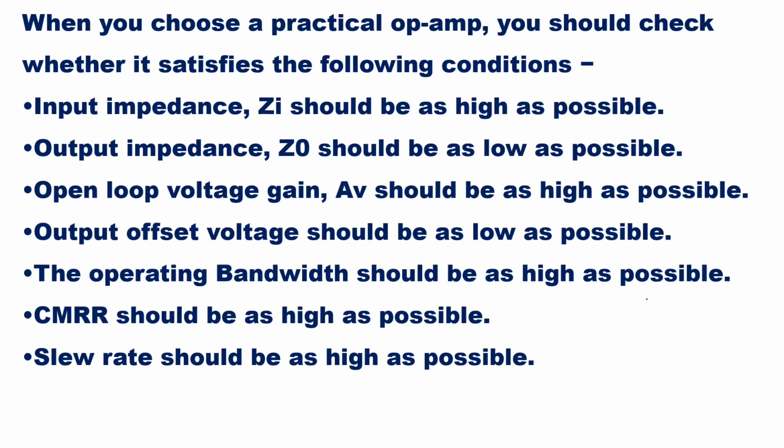When you choose a practical op-amp, you should check whether it satisfies the following conditions. Input impedance Zi should be as high as possible. Output impedance Z0 should be as low as possible. Open loop voltage gain should be as high as possible. Output offset voltage should be as low as possible. The operating bandwidth should be as high as possible. CMRR should be as high as possible. And slew rate should be as high as possible.